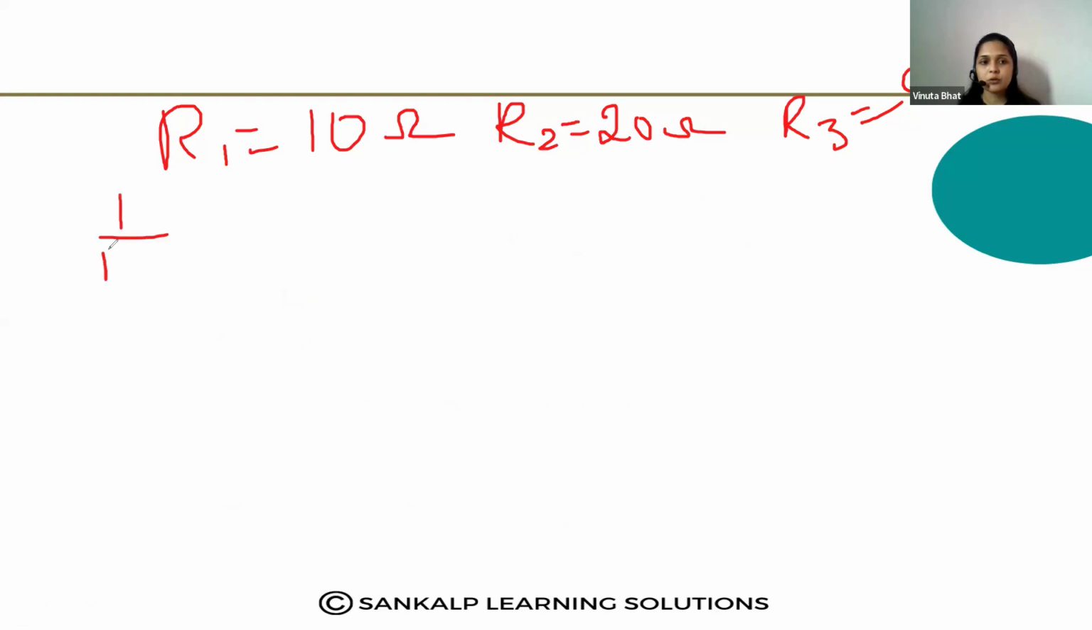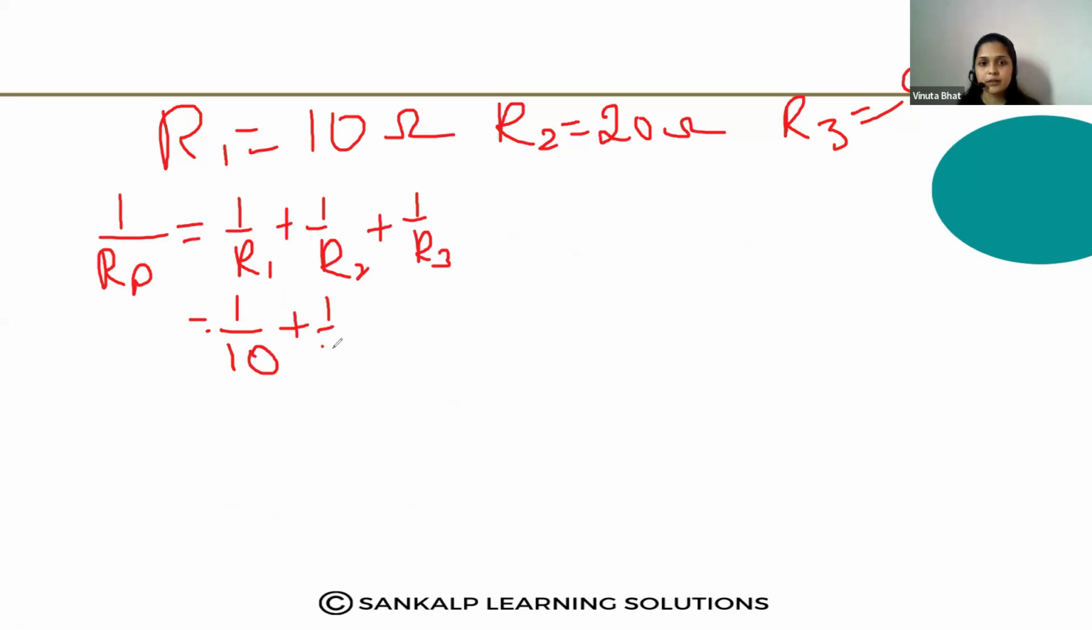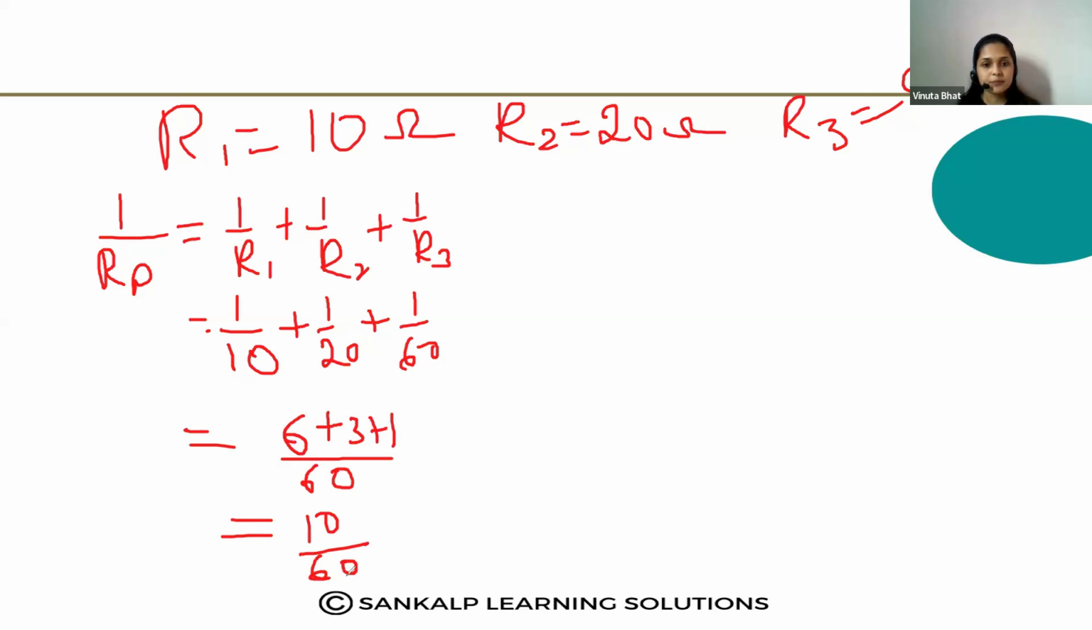1 by Rp is equal to 1 by R1 plus 1 by R2 plus 1 by R3. This is the formula we have to apply here. So 1 by 10 plus 1 by 20 plus 1 by 60. So find out the value here. Total 60 divided by, 6 plus 3 plus 1, that is equal to 10 by 60.